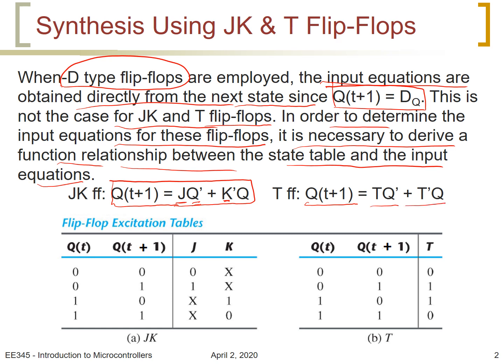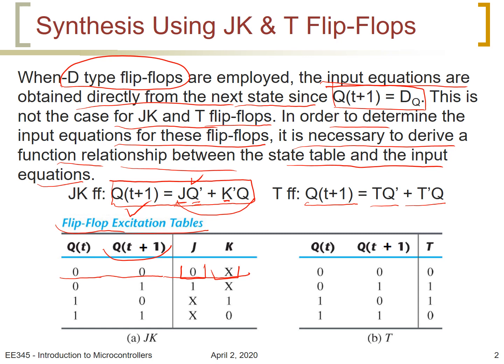Now, having stated this, we would like to find a relation between the values of J and K as related to Q at time t plus 1 and Q at time t. We write down the following table, which we call the flip-flop excitation table. For the JK flip-flops, we write down on the left-hand side Q of t and then Q of t plus 1, and we ask: if Q of t was 0 and Q of t plus 1 remains 0, what is the value of J and K? We find from the above equation that J must be 0 and K don't care.